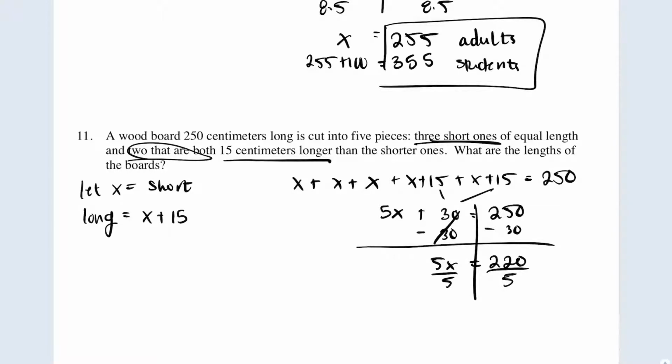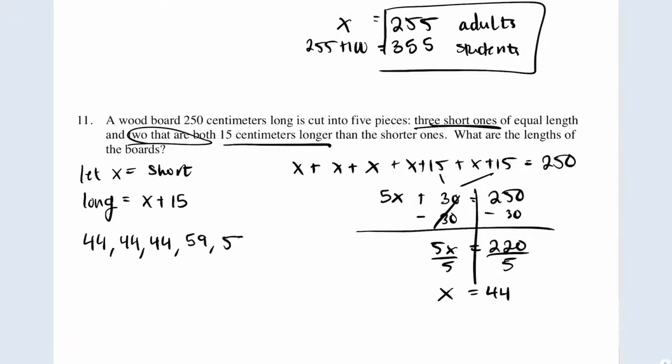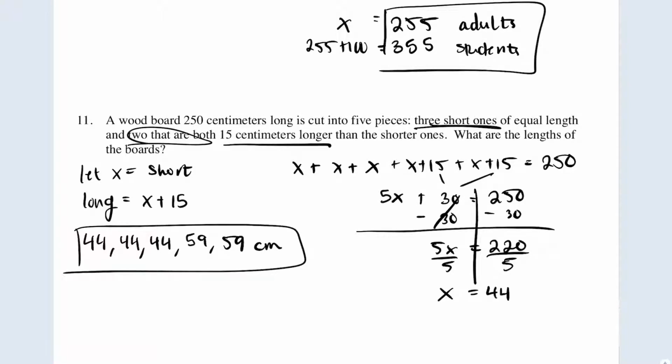Is that 44? I believe so. Yep, that is correct. Okay, so the short boards are all 44 centimeters long. So we have a 44, we have another 44, then we have another 44. Then we know that the longer boards are 15 centimeters longer. So 15 plus 44 is going to be 59. And I'm just going to put centimeters at the end. There we go.